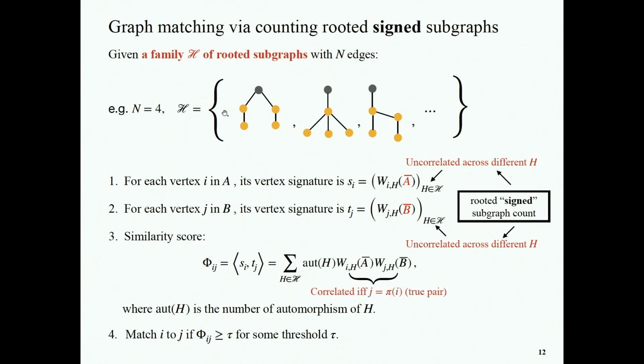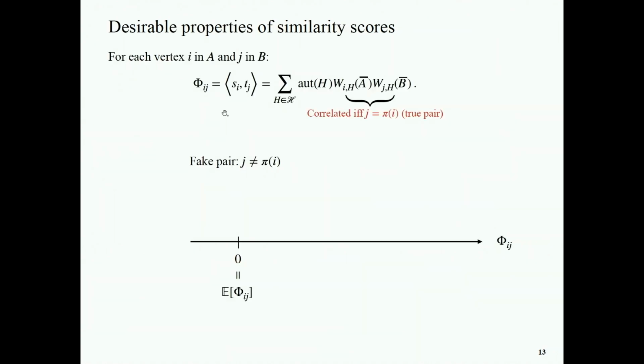And then another thing we can notice is that if I and J are a true pair, then for the same rooted subgraph, the counting at vertex I in A versus the counting at vertex J in B are two quantities that are correlated only if the two vertices are a true pair. Otherwise, they're uncorrelated. Having this good property, we can compute the first moment of the score. When I and J are a fake pair, since those two quantities are uncorrelated, the first moment will equal 0. That's why the score in expectation equals 0 if I and J are a fake pair. And if they're a true pair, then we can compute the mean, and it will equal some mu that is far away from 0.